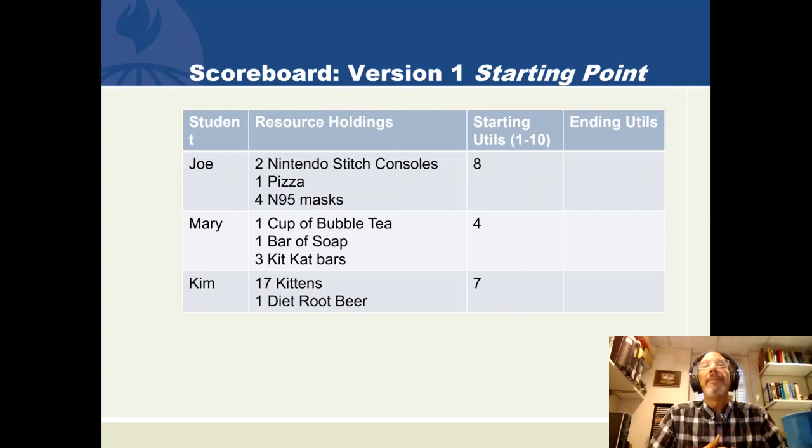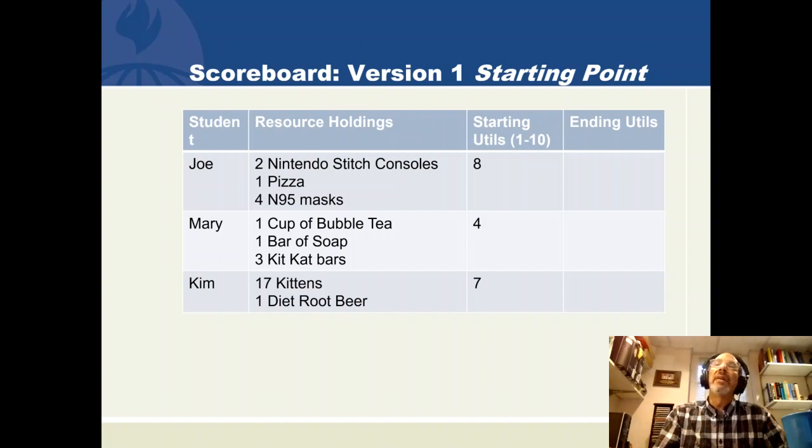And I've asked them all, how happy are you? I've asked Joe, and Joe says, really love pizza, and I love my Nintendo Switch. I've got a utility score on a scale of 1 to 10. I'm 8 out of 10. And Mary says, not so happy. I just really don't have what I'm looking for in life. 4 out of 10. And Kim has to deal with a lot of kittens. I'm sure she loves kittens, but 17 might be a pretty high number. And so she's running out at 7 out of 10. So that's where we're starting.